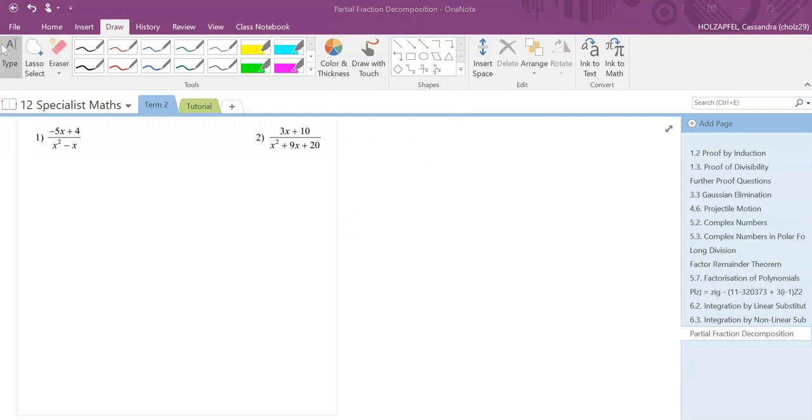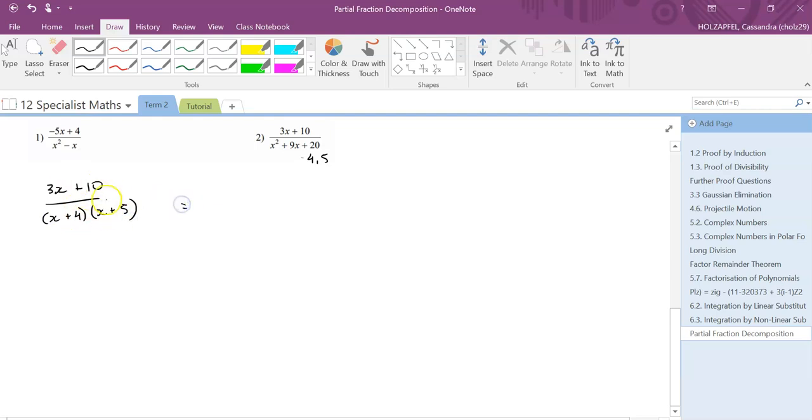Okay, so step 1, we had to factorize the denominator. So let's do that. So we've got 3x plus 10, that's not going to change. Now this is a quadratic, so let's try using a factorization method. Are we going to have two factors of 20 that are going to add to 9? Yes, we do. That's going to be 4 and 5. So this is going to become x plus 4, x plus 5. So I can rewrite this fraction now as the sum of some number, which I don't know what it is, over x plus 4 plus b over x plus 5.